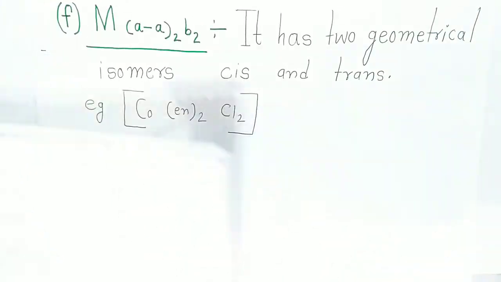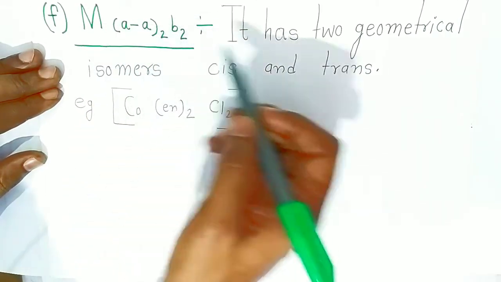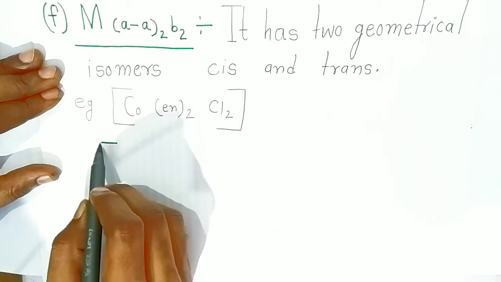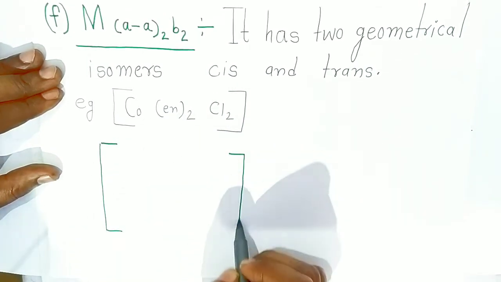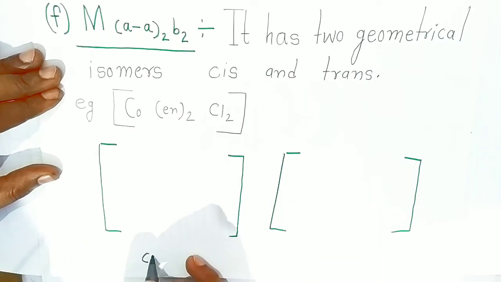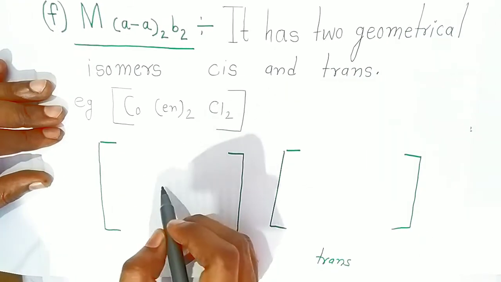Now students, this is the second last type that we are going to see, that is M A2B2. It has two geometrical isomers, cis and trans. Again we are going to write the cis and trans structure of this type students. Two structures it has. Two isomers we have to write students. First we will write cis and after that we will write what? Trans structure.